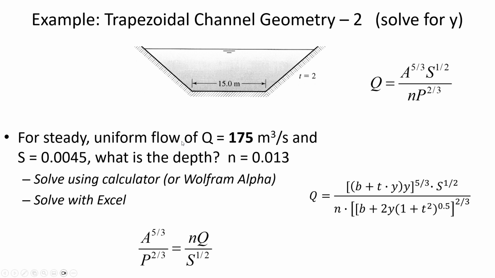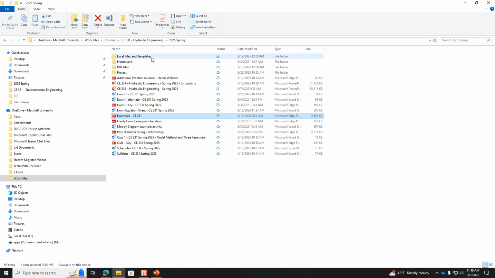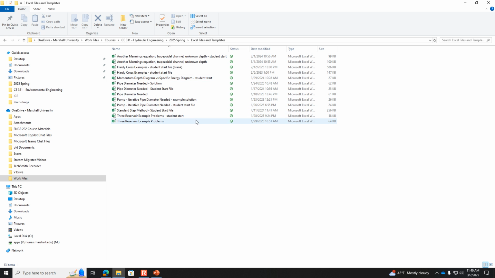So let me illustrate for you how to solve this channel, which has a bottom width of 15 meters, where we've got a flow rate of 145, a roughness of 0.015, slope of 0.45%. And let me start with Excel and illustrate how you could use Excel to solve this one. I think I may already have a template file for myself. If not, I'll just start from scratch.